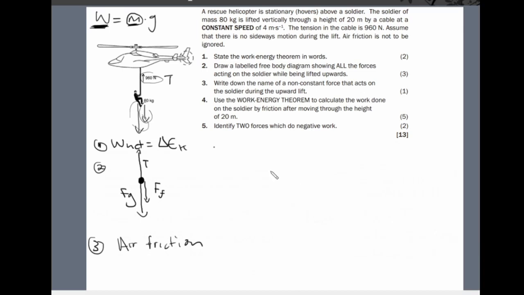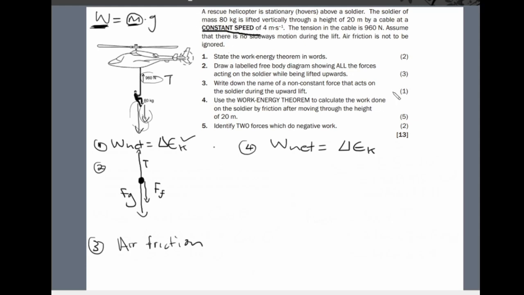Okay, and then question 4. They say use the work energy theorem to calculate the work done on the soldier by friction after moving through the height of 20 meters. So this is the work energy theorem. Therefore, you will say W net is equal to the object's change in kinetic energy. Now, because the soldier is being lifted up at a constant speed, it means he is not accelerating.